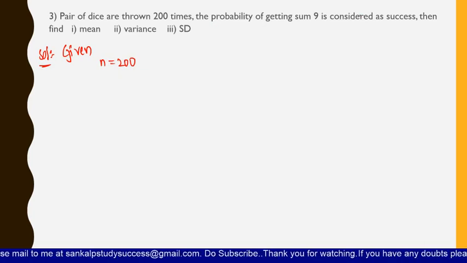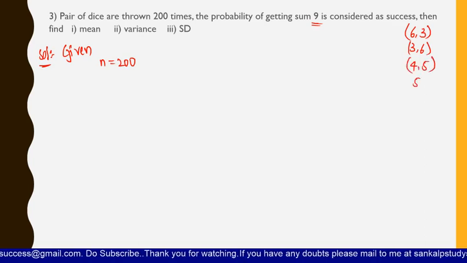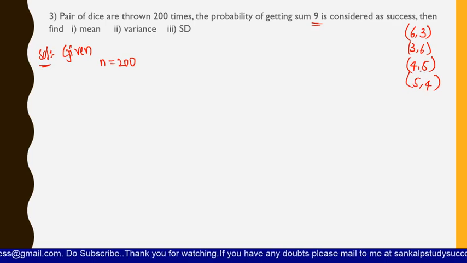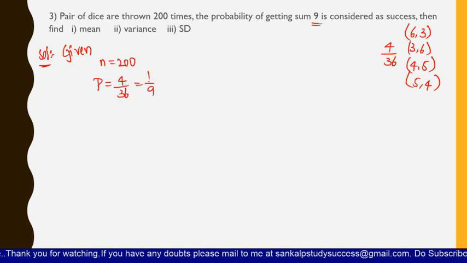That means you are throwing a pair of dice. That means 2 dice are thrown and you should get the sum as 9. That means 6, 3 will give you 9. 3, 6 will also give you 9. 4, 5 will give you 9. And 5, 4 will give you 9. So out of 36 outcomes, only 4 will give you sum as 9. That means 4 by 36 is the probability, right? That means P equals 4 by 36, which is nothing but 1 by 9. Okay, 1 by 9 is the P.